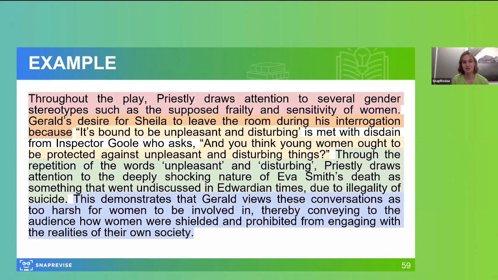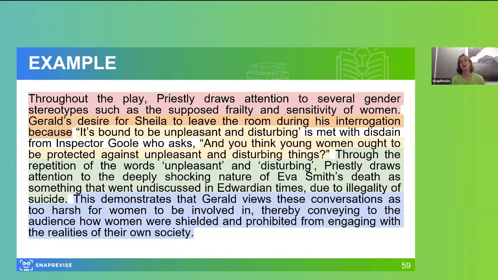So again, a little example just to show you another way that TEAL can be used. I'm going to make my point, which is about several gender stereotypes, such as the supposed frailty and sensitivity of women. That is my point. My elaboration, I talk about Gerald's desire for Sheila to leave the room during his interrogation, and then use the quote, "it's bound to be unpleasant and disturbing." It's met with disdain from the inspector, who asks, "and you think young women ought to be protected against unpleasant and disturbing things?" So again, through this repetition of unpleasant and disturbing, Priestley draws attention to the deeply shocking nature of Eva Smith's death as something that went undiscussed in Edwardian times due to the illegality of suicide. So again, I'm relating it to the socio-historical context. I'm getting that assessment objective 3 tick, at least partially.